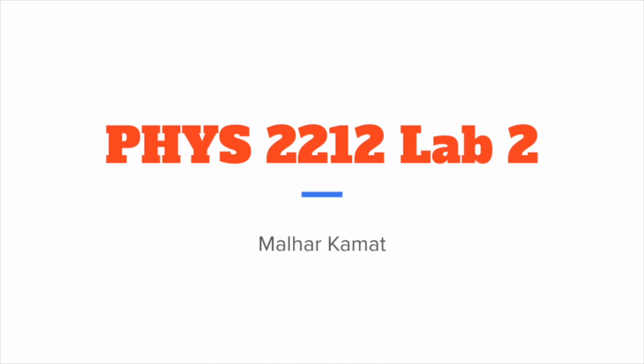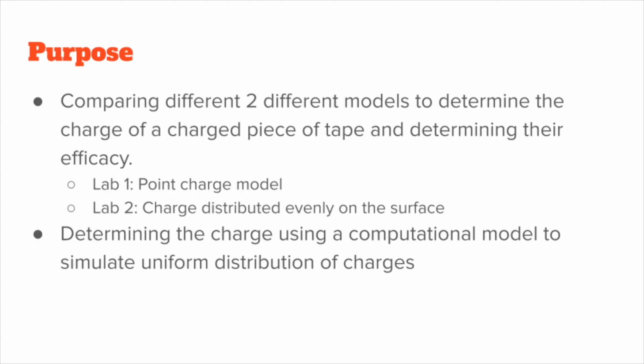Physics 2, Lab 2. So the purpose of this lab is similar to the first lab where we're determining the charge on a piece of charged tape. However, we're using a different model. Here we're modeling the charged tape as a one-dimensional charge rod with the charge evenly distributed on the surface, as opposed to the point charge model. And we're going to determine this using a computational model to simulate it.